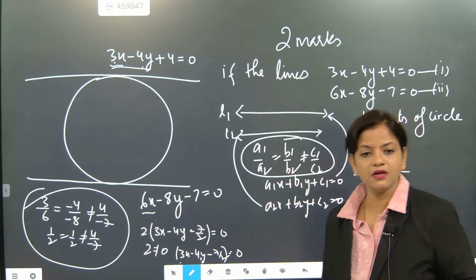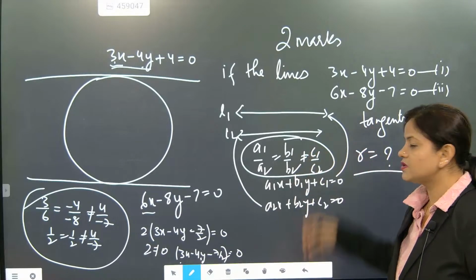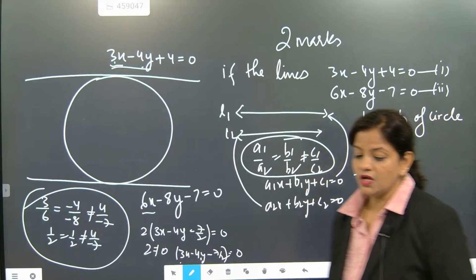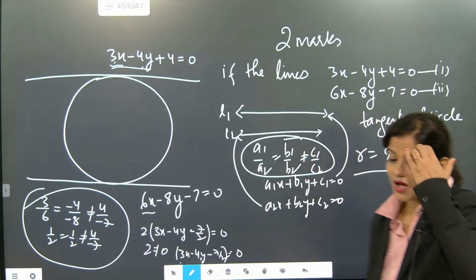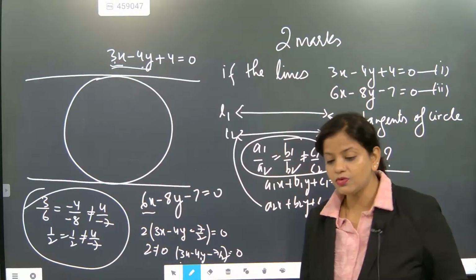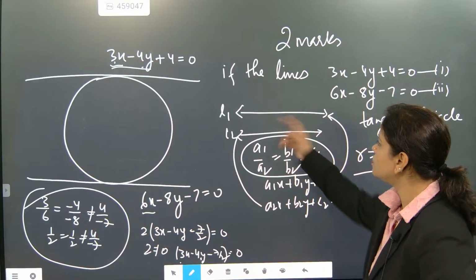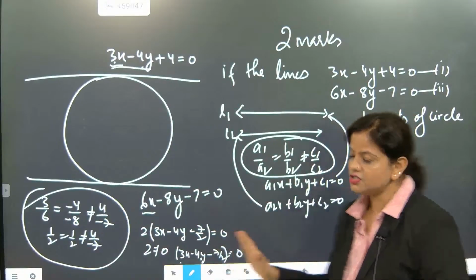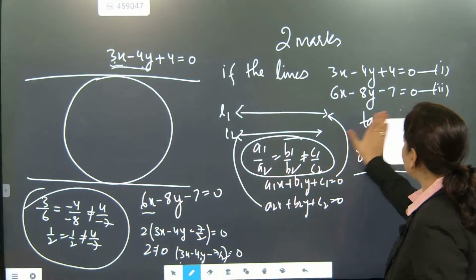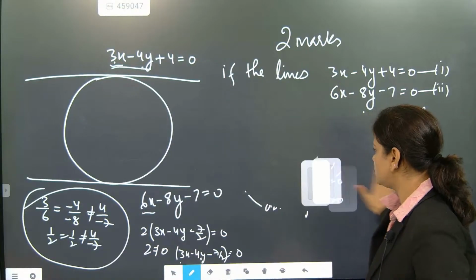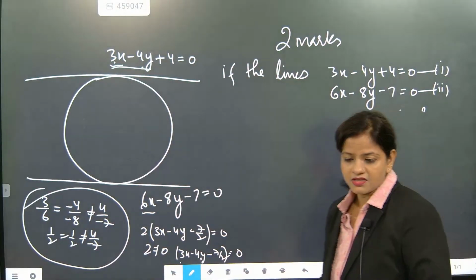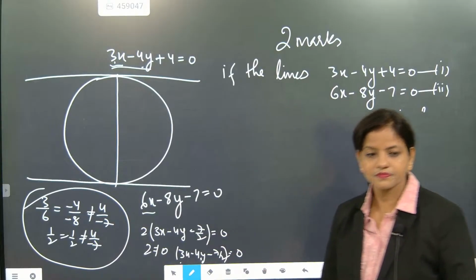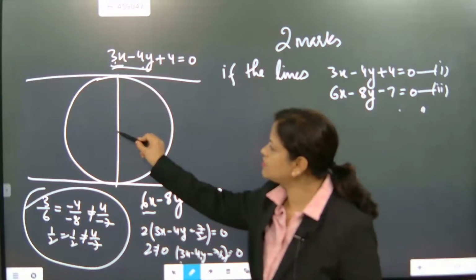Nishika, understood beta? Because you see A1 by A2 is equal to B1 by B2 but not equal to C1 by C2. That's the basic rule. Now, we came to know that these two lines are parallel just by seeing the equation. But after that, what rocket science are we going to use? No rocket science is needed here. Just draw one line, the diameter. Diameter means here the shortest distance.